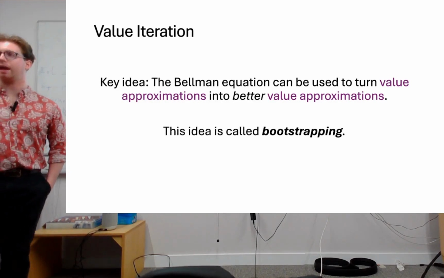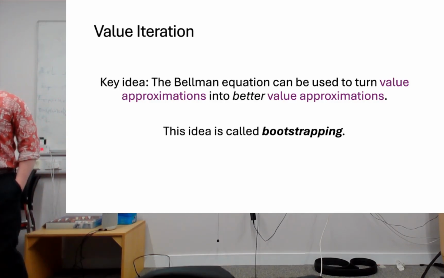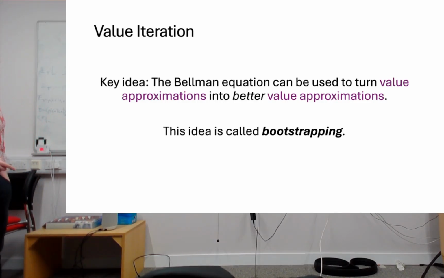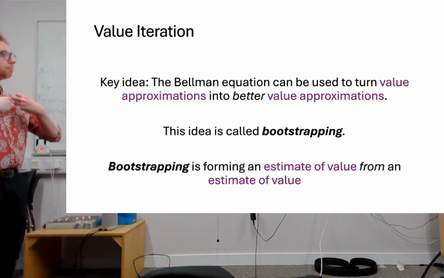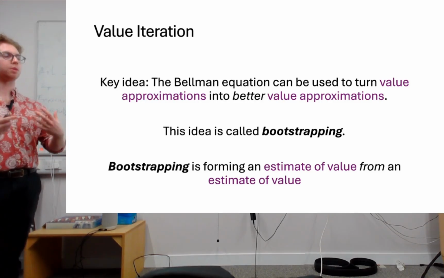This idea that you can take an approximation and use it to form a better approximation is called bootstrapping, right? Because you are building off something that's an approximation to get a better approximation. And we're going to be using bootstrapping a lot. It's one of the key ideas in RL. Bootstrapping is when I form an estimate of value from an estimate of value. So I have an approximation, and I'm going to form a new approximation from that is better in some way. All right? So these are all just expressing the same core idea, right? I'm taking my existing approximation and I'm moving to a better approximation.